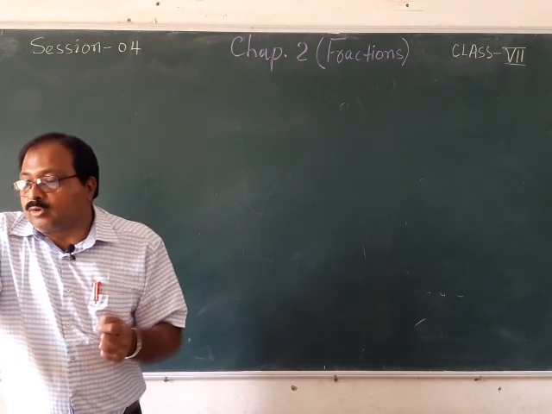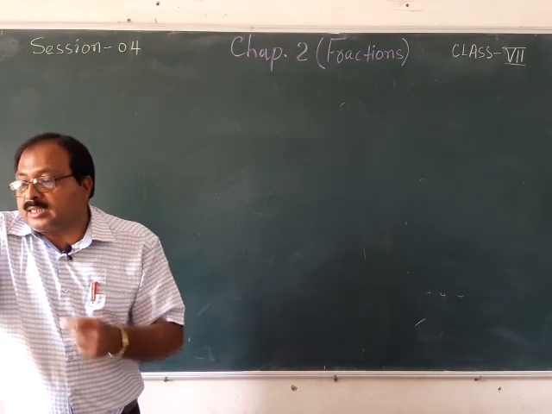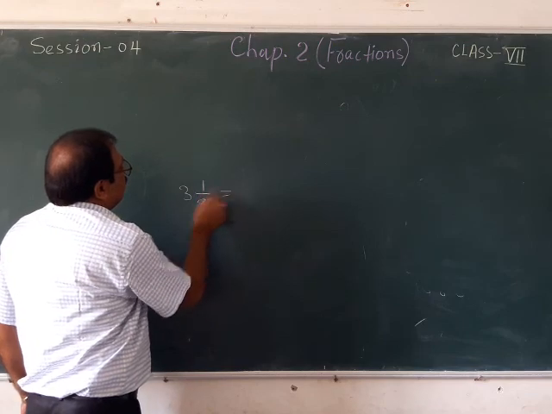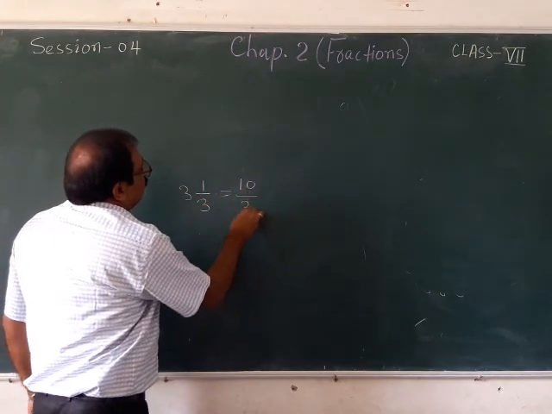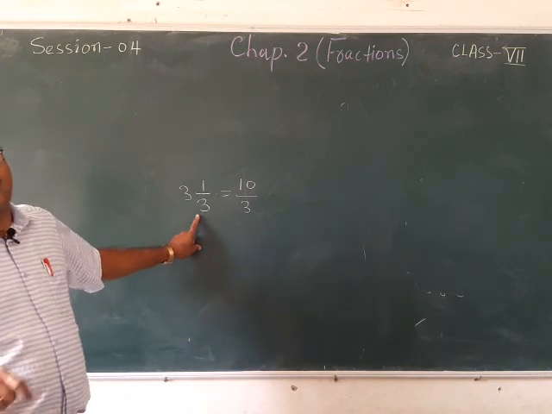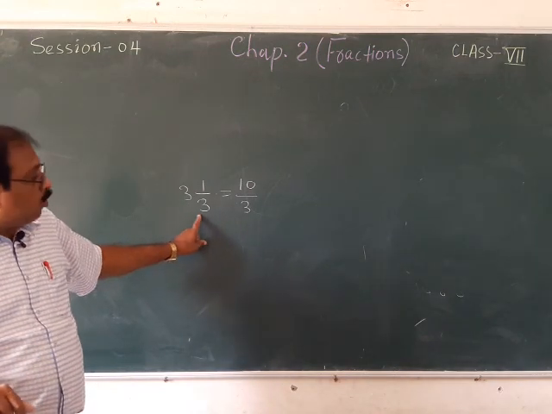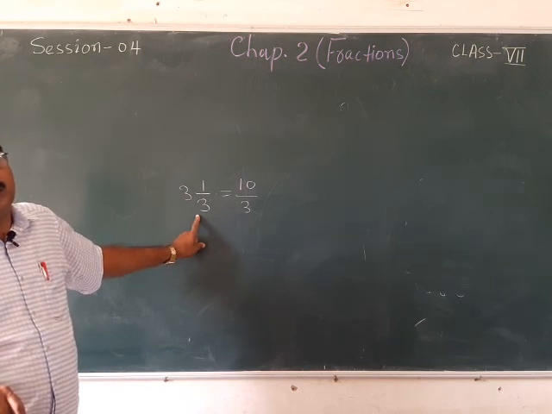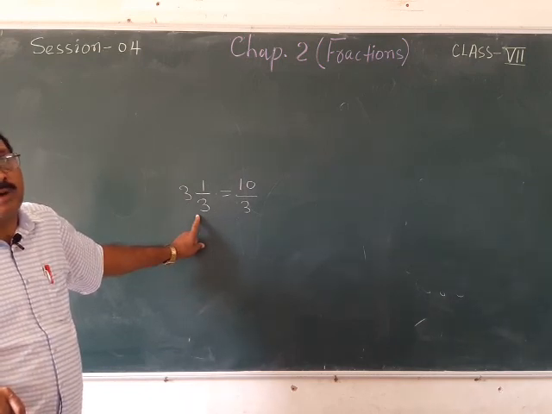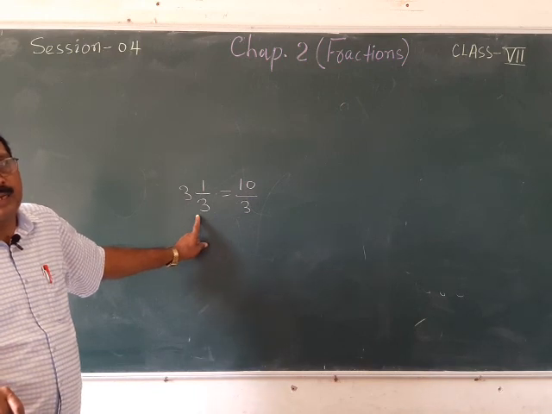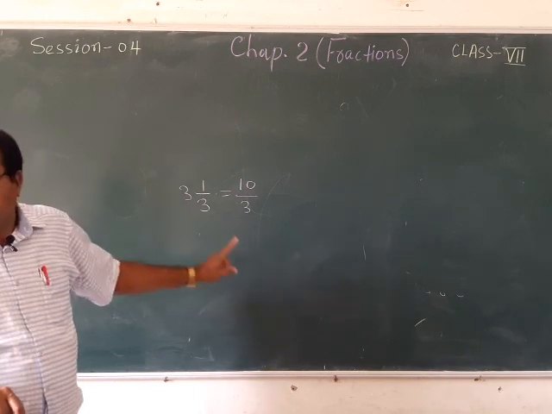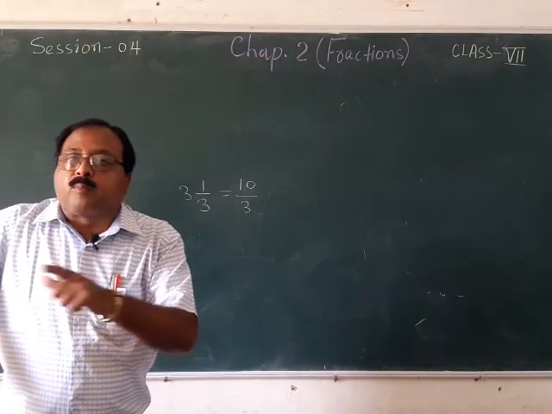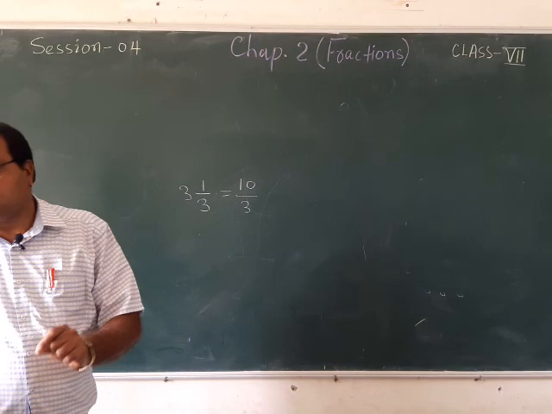For C number, 3 whole and 1 by 3. If I am writing 3 whole and 1 by 3, it can be written as 3 threes are 9, plus 1, 10 by 3. So all the mixed fractions are actually improper fractions, because an improper fraction can be changed into a mixed fraction. That means 3 whole and 1 by 3 is an improper fraction, so that it can be changed into a mixed fraction.